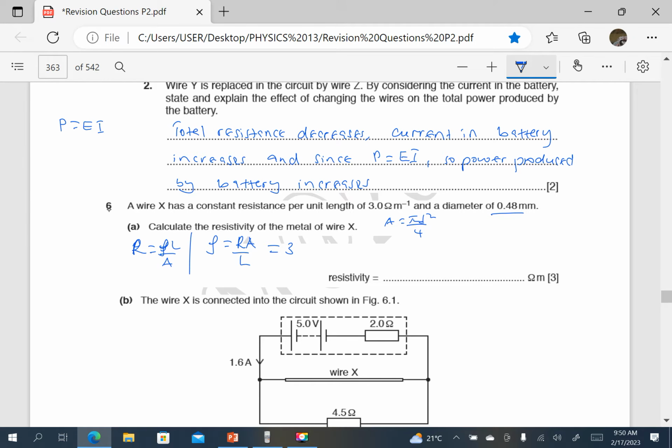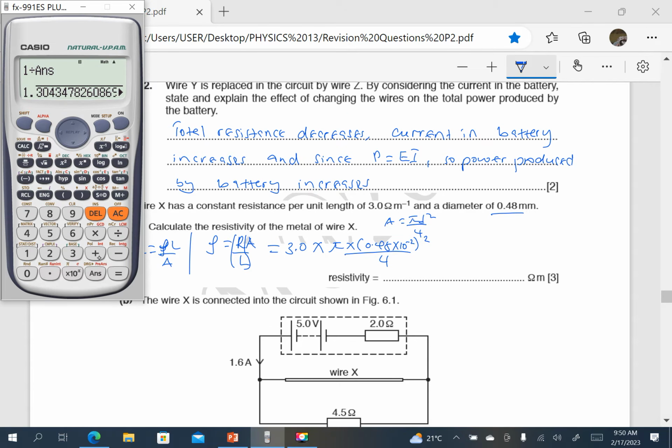Wire X has a constant resistance per unit length. So R over L is 3.0. Then times the area. The area is got from pi d squared over 4. So this will be pi times the diameter, which is 0.48 times 10 power negative 2, that is squared, divided by 4. So this is going to be 3 times pi times open brackets 0.48 exponent negative 2, close the brackets, squared, divided by 4.